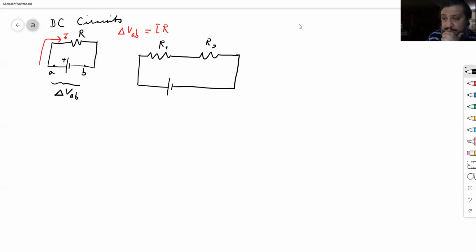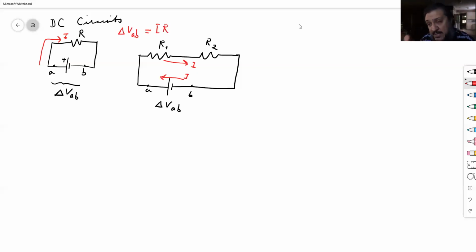So let's repeat that idea. So this is delta V AB. And our current now goes through both resistors and the battery as well. Okay, so if you could write down the potential drops and increases, they should all add up to 0 if you end up with the same point you start.